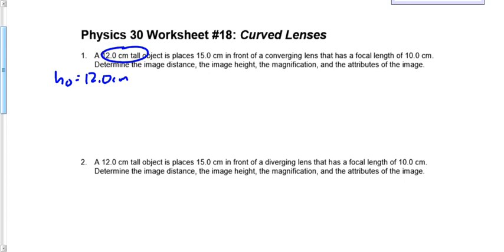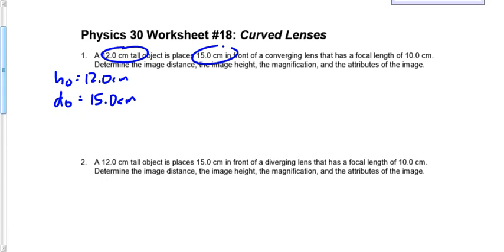It's placed 15 centimeters in front of a converging lens. Okay, what's that 15 centimeters thing? It's DO. By the way, HO we made positive because normally we can assume the object is right side up unless it says otherwise. The object will be right side up. DO will always be positive because we always have a real object.